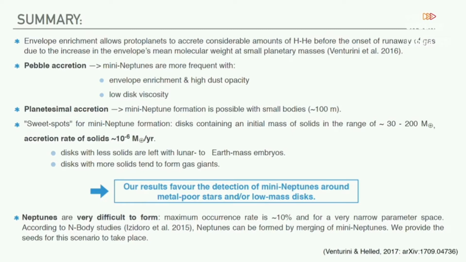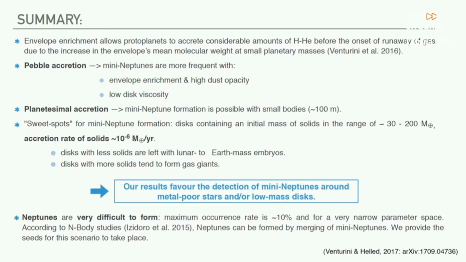Envelope enrichment allows protoplanets to accrete considerable amounts of hydrogen and helium before the onset of runaway gas accretion, due to the increase in the envelope's mean molecular weight at small planetary masses. This is what I worked on until last year. If we include the accretion of pebbles, then mini-Neptunes are more easily formed with envelope enrichment, and also with high dust opacities and low disk viscosities.